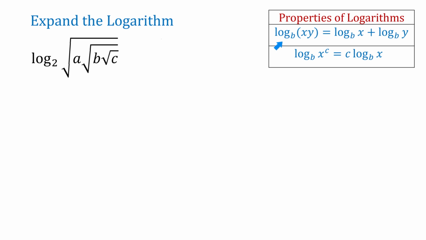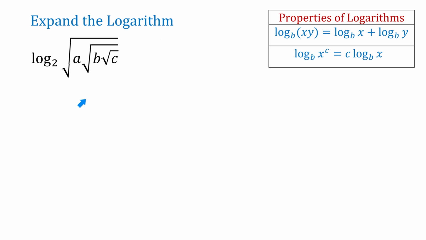In the first property, log base b of the product of x and y equals the sum of log base b of x and log base b of y. In the second property, log base b of x to the power of c equals c times log base b of x. With this property, we move the exponent c in front of the logarithm.